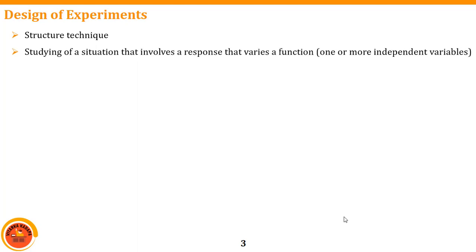These things come under the structured technique. It is a study of situations that involve a response depending upon one or more independent variables, so dependent variable and independent variables. Here, in most cases, we talk about independent variables only. Complex problems also arise. For example, if I have four variables and I try to combine them in an experiment, the experiment becomes more complex. So how do we tackle such a case?